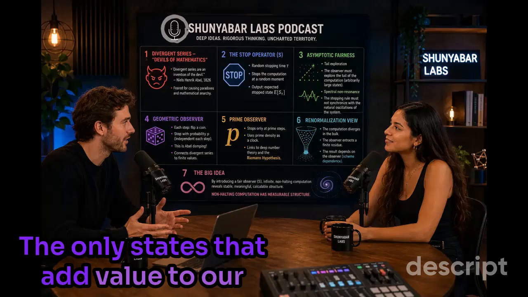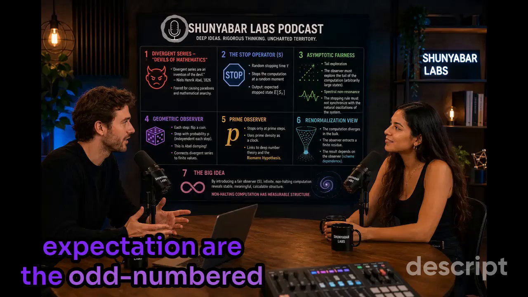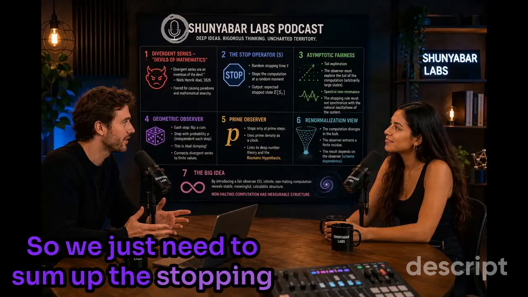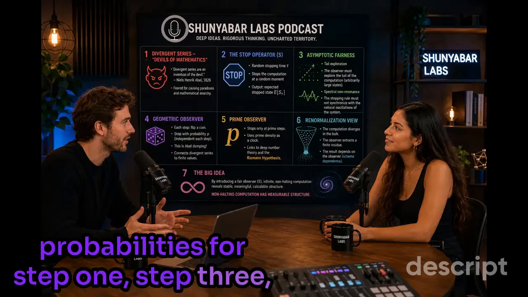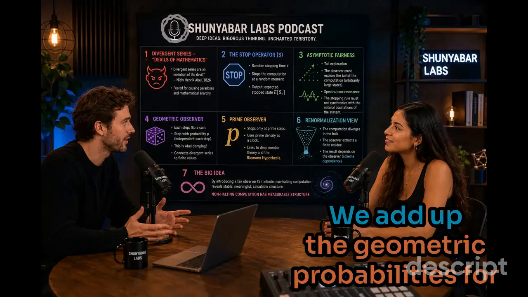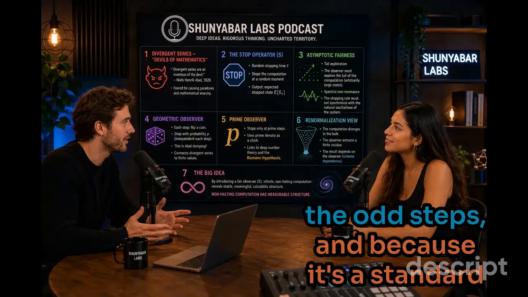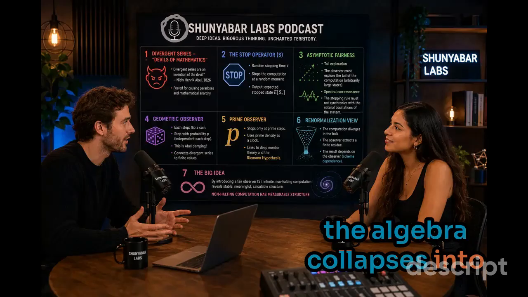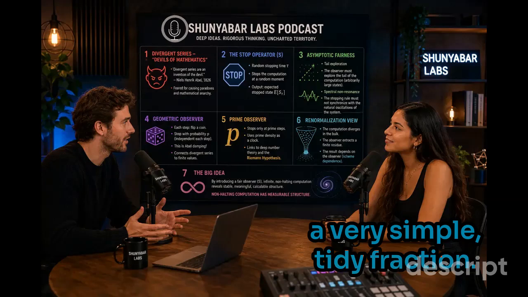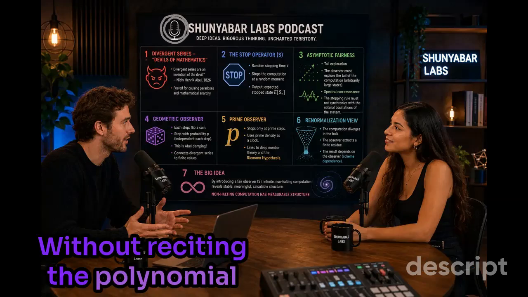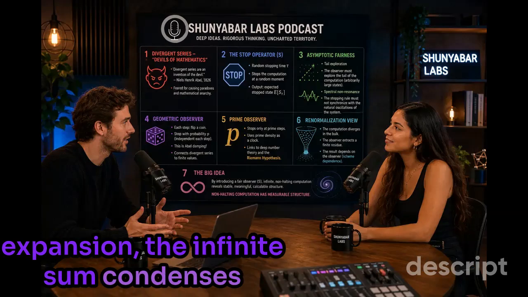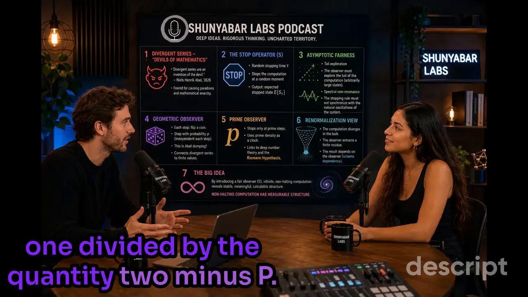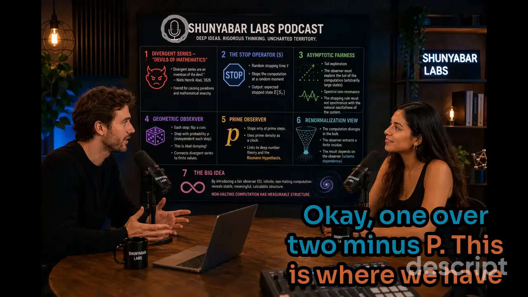The only states that add value to our expectation are the odd-numbered steps, where the program is sitting at a state of 1. So we just need to sum up the stopping probabilities for step 1, step 3, step 5, and so on. We add up the geometric probabilities for the odd steps. And because it's a standard geometric series, skipping every other term, the algebra collapses into a very simple, tidy fraction. It does. Without reciting the polynomial expansion, the infinite sum condenses down to a single expression. Exactly 1 divided by the quantity 2 minus p. Okay, 1 over 2 minus p.